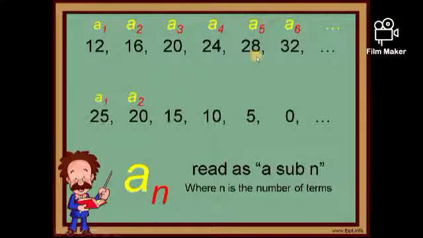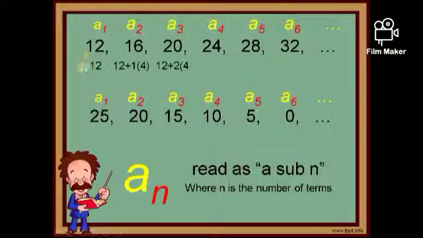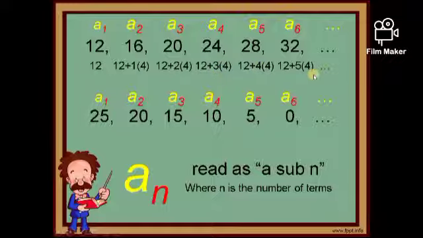So let's proceed. The second example, we have a sub 1 up to a sub 6, and so on and so forth. Now, another thing to notice is this kind of pattern. This is 12, just copy and bring down. We have a sub 1. 16 can be written as 12 plus 1 times 4. 20 can be written as 12 plus 2 times 4. 24 can be written as 12 plus 3 times 4, and so on and so forth.